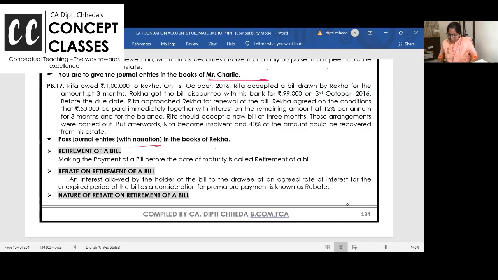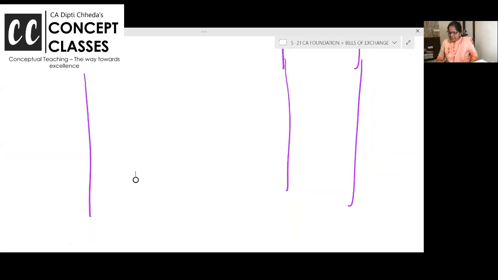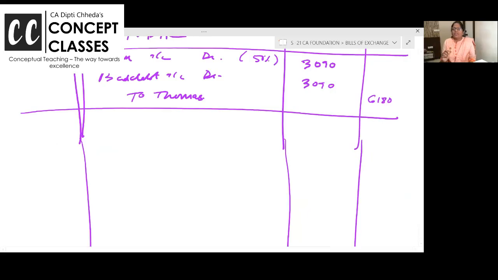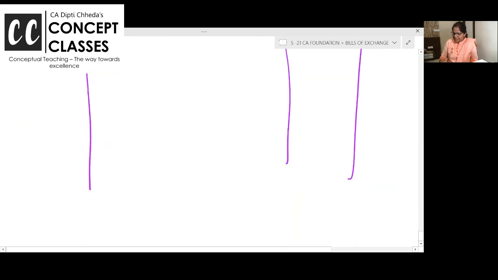17th problem we are doing right now. Are you confident? Is your pen flowing as I am writing? Give some messages, all clear or not? These are the exam level problems. Now what we are doing? Problem number 19. They have asked us to pass journal entries in the books of Rekha. Who is Rekha? You can write drawer so that your mindset is clear.